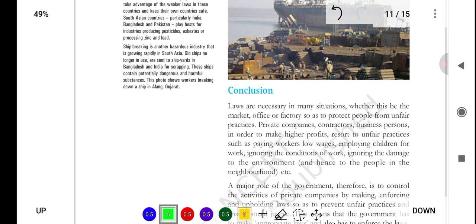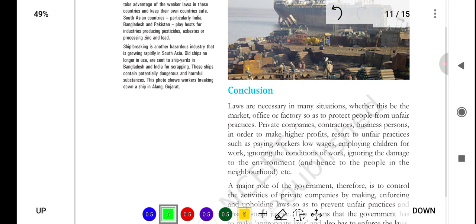Laws are essential in various situations to protect people from unfair practices by private companies and contractors. The government plays a major role in controlling these practices by making, enforcing, and upholding laws to ensure social justice. However, weak and poorly enforced laws can cause serious harm. People can exert pressure to ensure both private companies and the government act in the interests of society. For example, the right to a healthy environment and workers' rights should be extended to all.